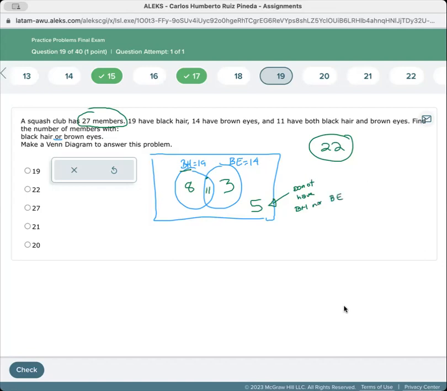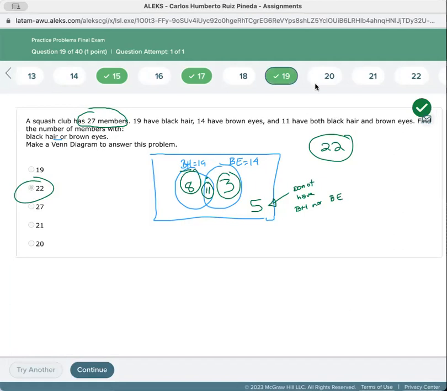Okay, what's the question? Black hair or brown eyes? Black hair or brown eyes, that means you need to add these 3. Okay, because you can add them because they are not being repeated, and it's 22. We can check.